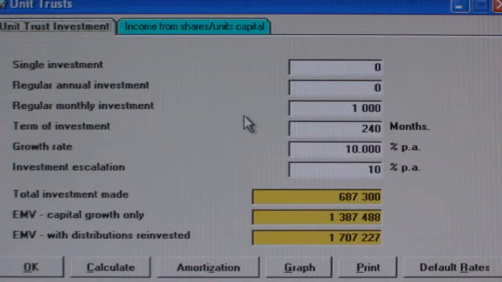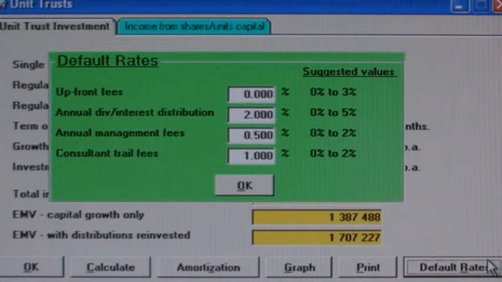If we click on the default rates button, we can set up costs and fees for different types of unit trust investment products. You can see we've set up an annual distribution amount of 2%, an annual management fee of 0.5%, and a consultant trail fee of 1%. Once again, you can change these values to anything you choose. If you're dealing with a fund that says the growth rates they publish include all costs and fees, then you can set all these values to 0.